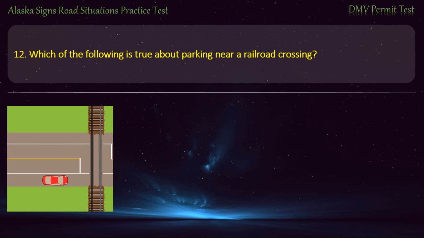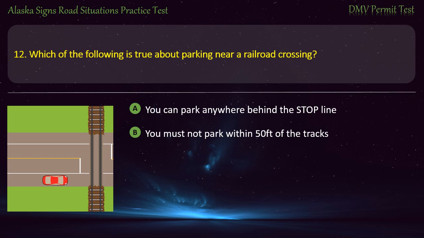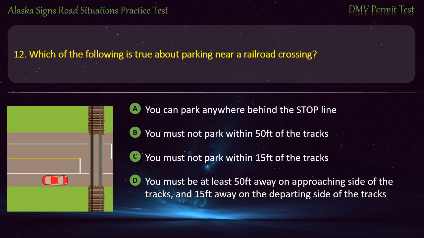Question 12. Which of the following is true about parking near railroad crossing? You can park anywhere behind the stop line. You must not park within 50 feet of the tracks. You must not park within 15 feet of the tracks. You must be at least 50 feet away on approaching side of the tracks, and 15 feet away on the departing side of the tracks. Answer. You must not park within 50 feet of the tracks.